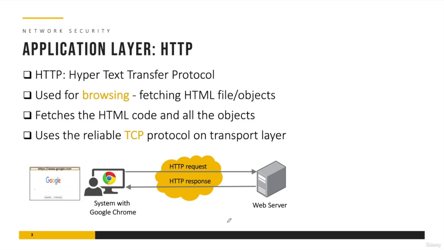So basically at the back end, every time you're browsing a new web page, you send an HTTP request, and in the HTTP response, the web server puts all the objects of that page along with the HTML code, and then this HTML code and the objects are rendered onto your browser and you see the web page.